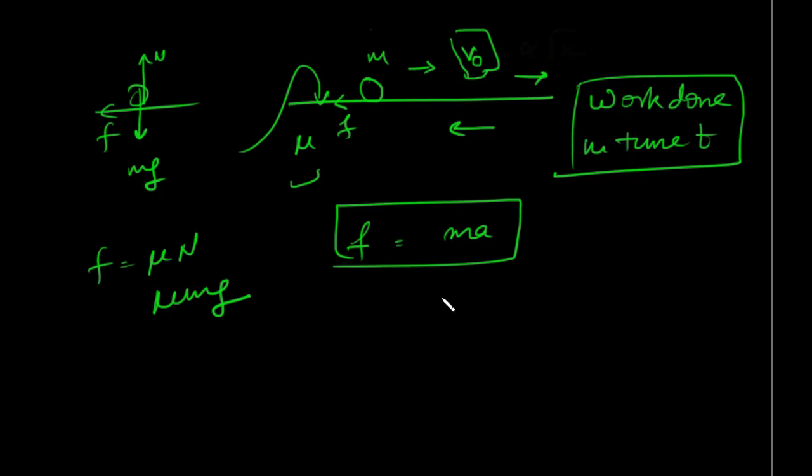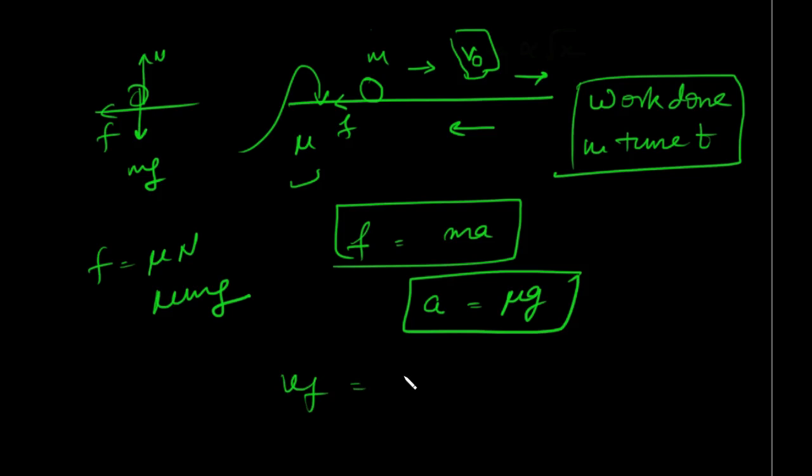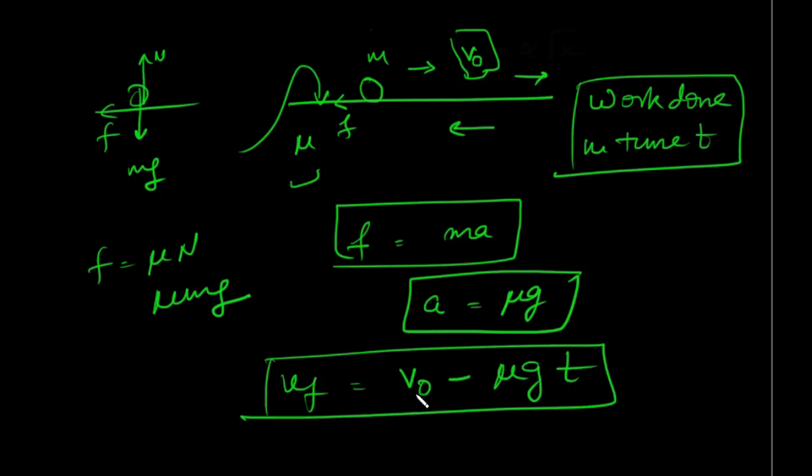And since force produces mass into acceleration, the deceleration will be equal to mu times g. So we can say the final velocity would be equal to initial velocity v naught minus mu g into t. This would be equal to the final velocity. This will be the final velocity, since force of friction is generating an acceleration a equal to minus mu g.